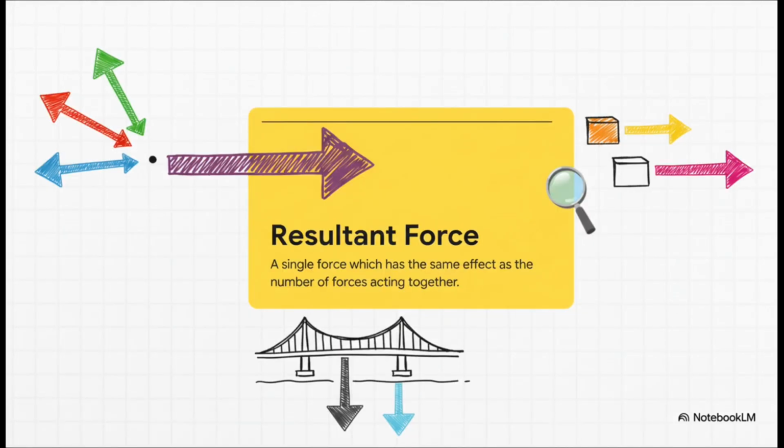The answer to that question actually has a name: the resultant force. It's the one single force that perfectly represents the combined effect of all the other forces put together. Finding this resultant is absolutely crucial for predicting motion and making sure our structures are safe and stable.